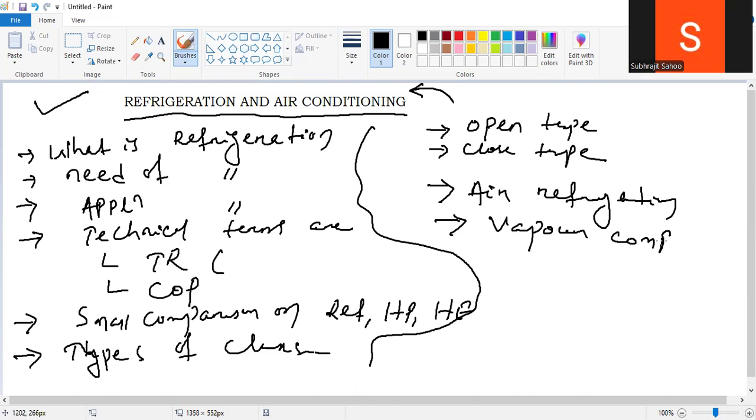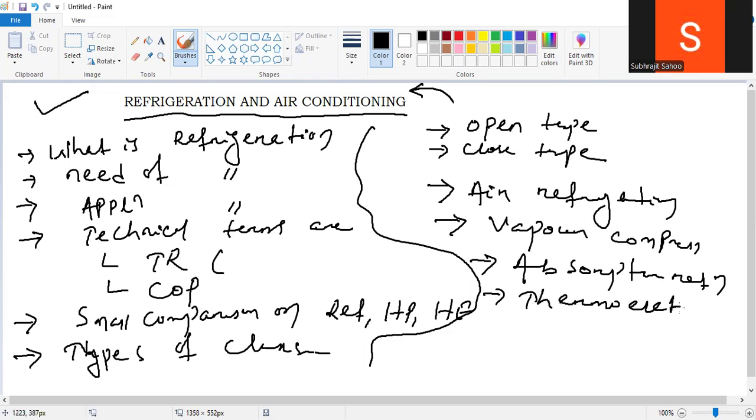Vapor compression is there. Don't worry, I am just listing out the components we are going to discuss. Slowly observe. Absorption is there: the absorption refrigeration cycle. Next, thermoelectric is there: the thermoelectric refrigeration cycle. So these are several refrigeration cycles we are going to discuss, right?